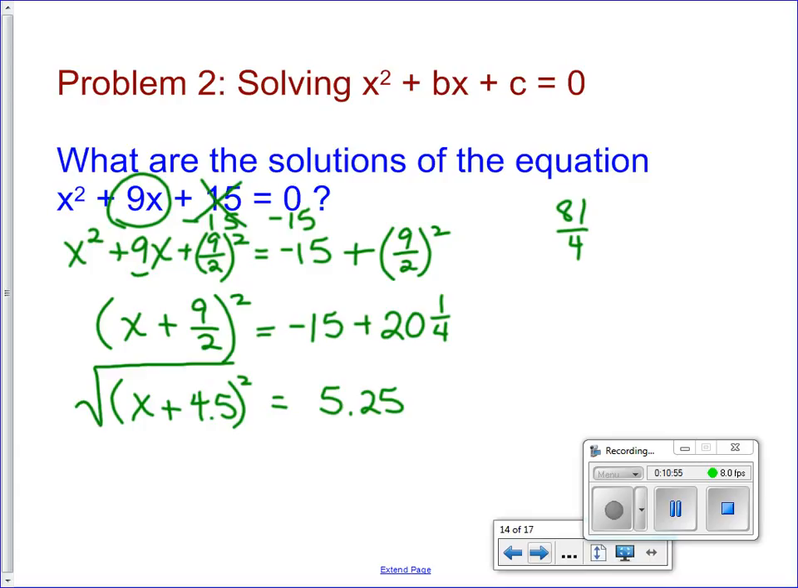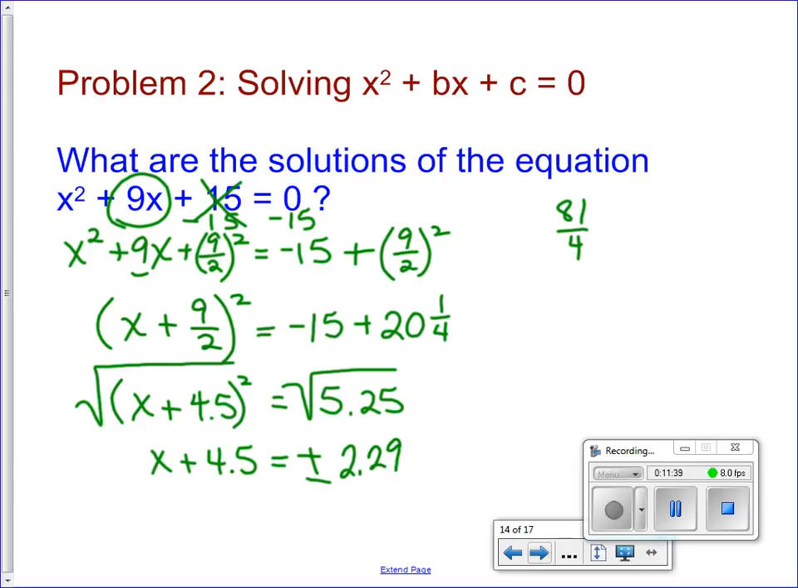Now we're going to take the square root. On the left-hand side, when we take the square root of a quantity that's squared, we simply end up with x plus 4.5. On the right-hand side, remember, a lot of people forgot on the quiz, you're going to have a positive and a negative, and you'll want to grab your calculator to determine this square root. The square root of 5.25 would be, and we'll have to round it off, let's do it to the nearest hundredth, 2.29.